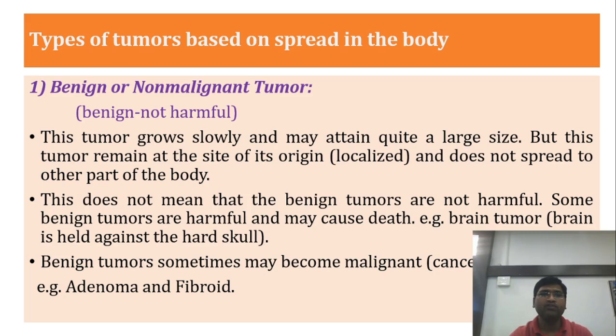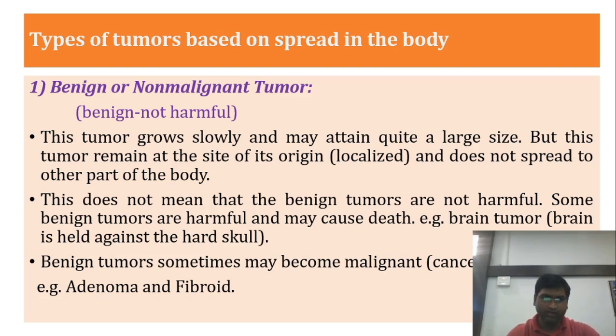So what is the meaning of benign? Benign is nothing but non-harmful. This tumor grows slowly, but it may attain a large size, and it remains at the site of its origin only. It does not spread throughout the body system.